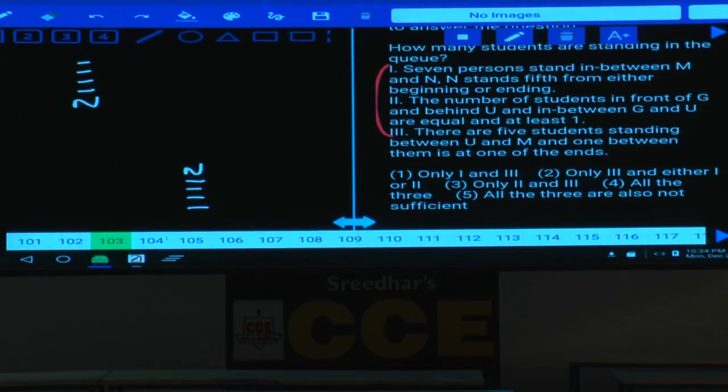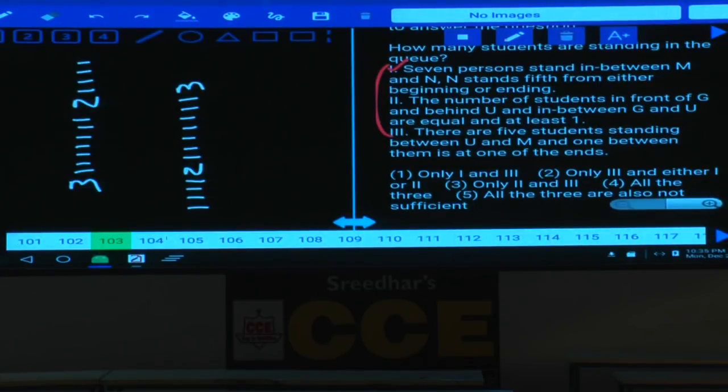And 7 persons between M and N. 1, 2, 3, 4, 5, 6, 7. 7 persons between M and N. Done with this? Now this is about condition number 1. With the help of condition number 1, tell me how many persons are there? 5 plus 7, 12 plus 1, 13. Isn't it? Now 13 persons. Now this is about condition number 1.